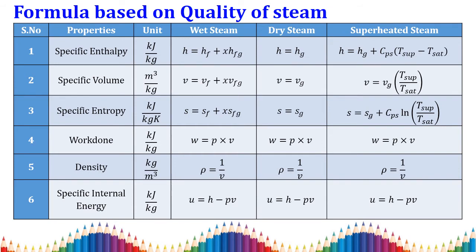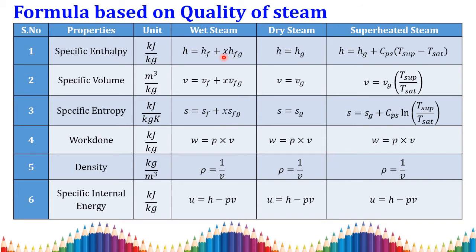Based on the qualities, wet steam, dry steam and superheated steam, we should know some of the basic properties and how to use the formulas for them. The first one is specific enthalpy, the unit is kilojoule per kilogram. If the steam is wet, the condition is that the given specific enthalpy is lesser than the saturated specific enthalpy, then h = hf + x hfg, where hf is the specific enthalpy at the liquid stage. This is a combination of both liquid and gaseous vapor. x is nothing but the dryness fraction.